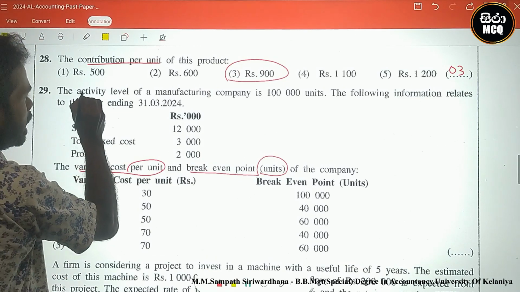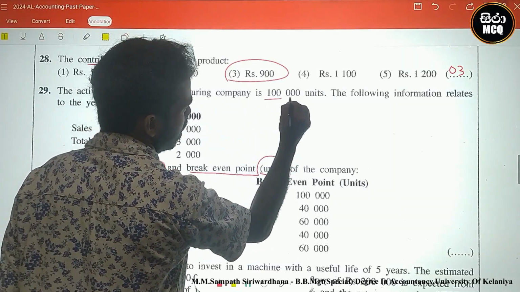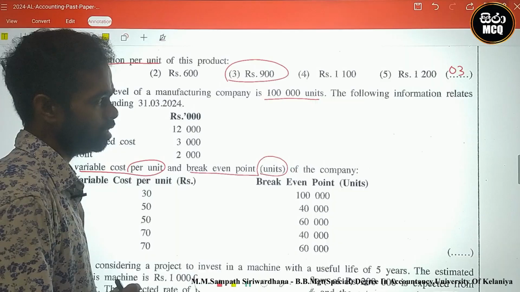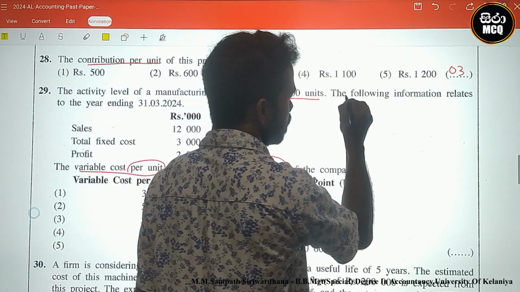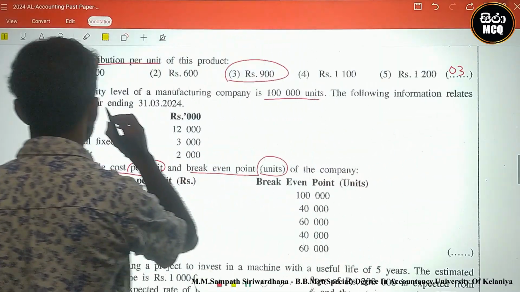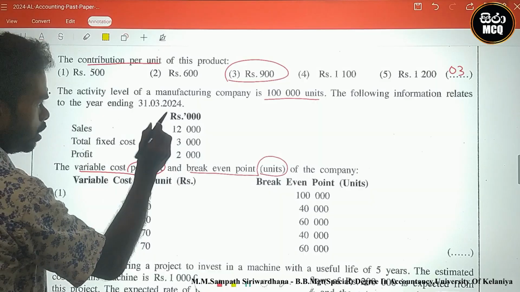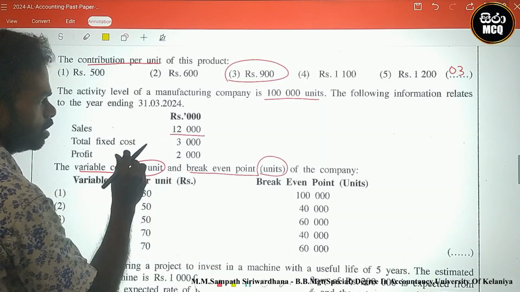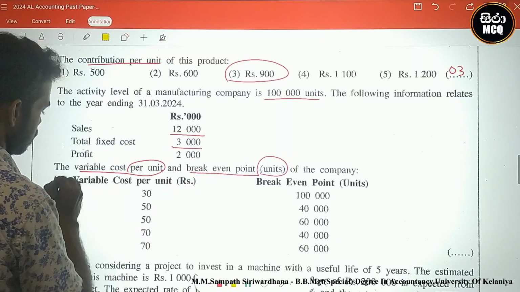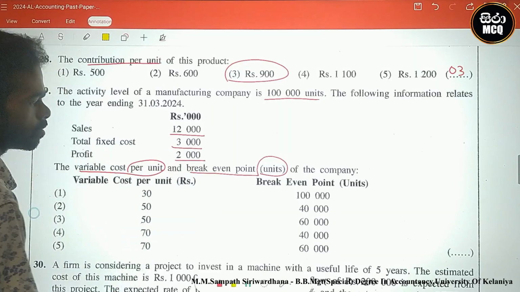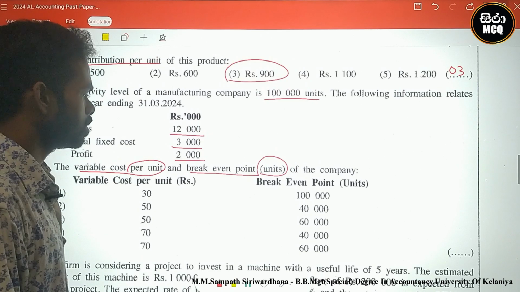Look here, the activity level of a manufacturing company is 100,000 units. The company produces 100,000 units. The following information relates to the year ending 31st March 2024. Sales is 12,000, this is a total one, 12 million. Total fixed cost 3,000. Profit 2,000. Okay, how can we calculate variable cost?